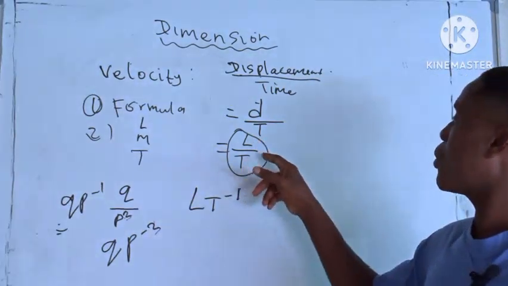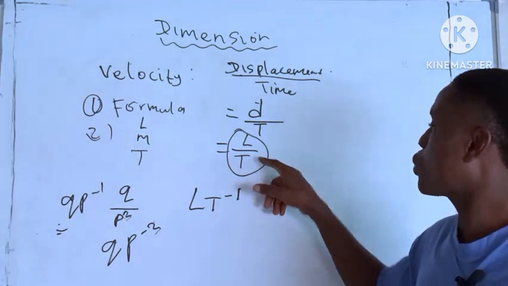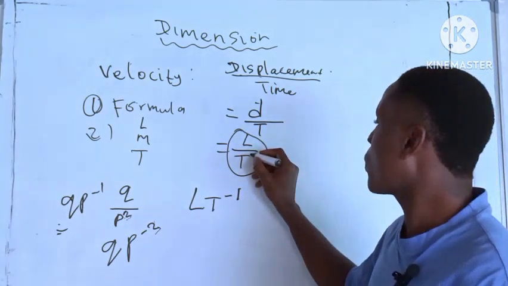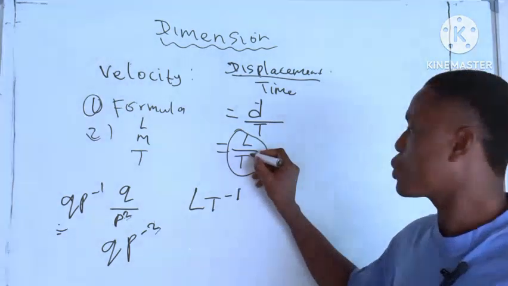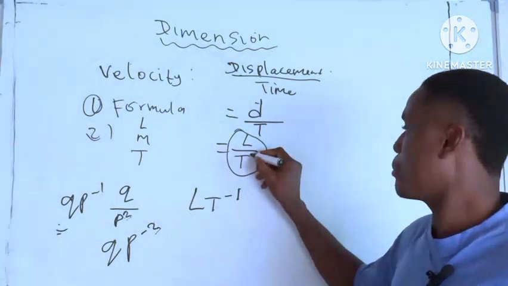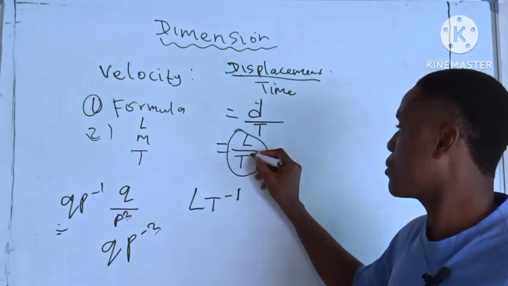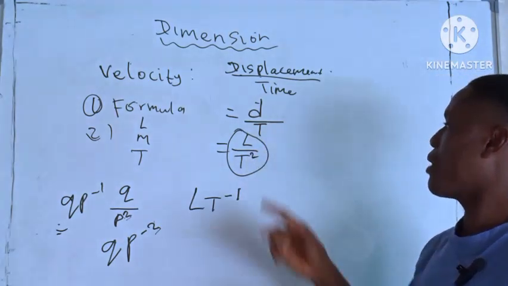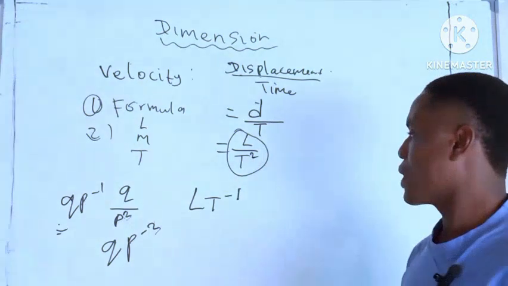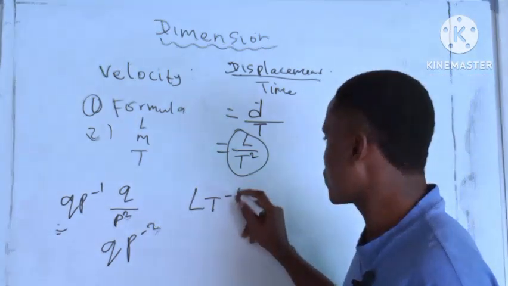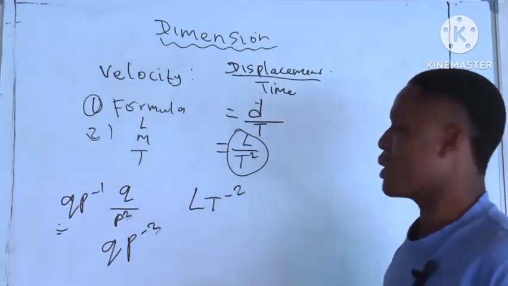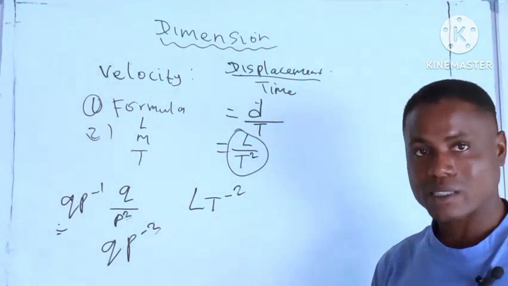So here we have L all over T. Since there is no number here, supposing we have a number, let me signify it with 2. Let's say we have L all over T square, meaning that it will now be what? Raised to power minus 2. Are you getting it now?